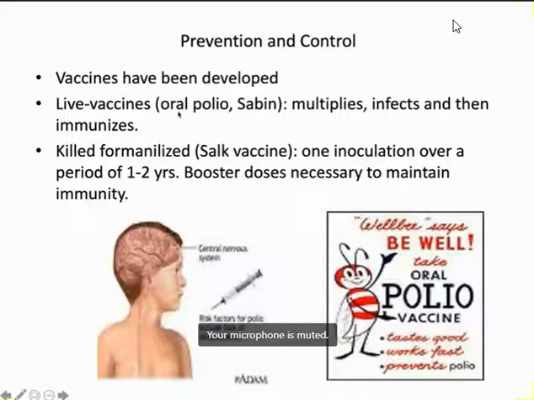Mass oral polio vaccination also helps in the development of herd immunity. Since these are live vaccines, they might have certain complications in immunosuppressed individuals, and in those conditions the killed vaccines are used. These are injectable vaccines, relatively safer, but they require continuous booster doses to maintain immunity. So these are the preventive measures.